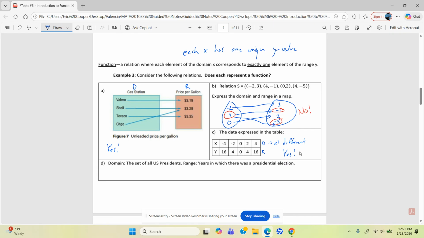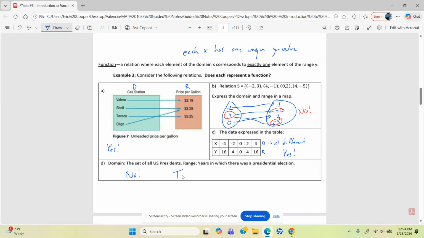Let's look at one as a word problem. The set of all U.S. presidents is the domain, and the range is the years in which there was a presidential election. So you have to ask yourself, is there any value of x that goes to more than one year of y? And in this case, this would not be a function.